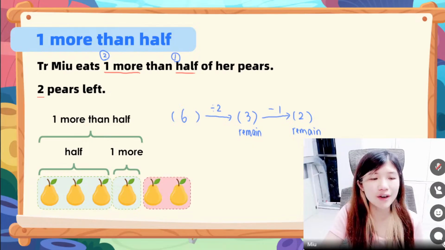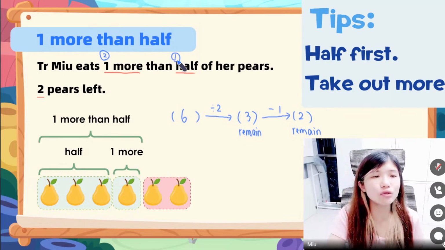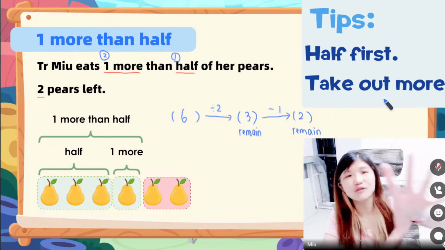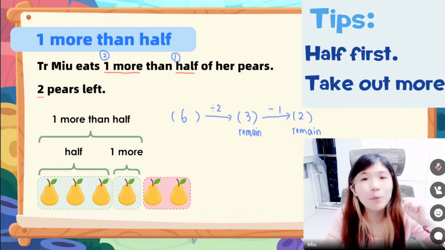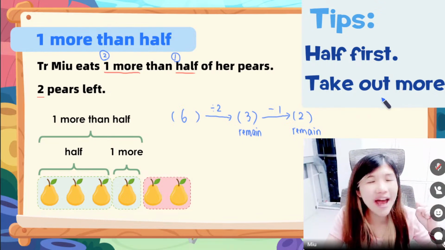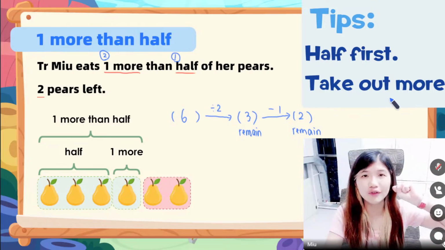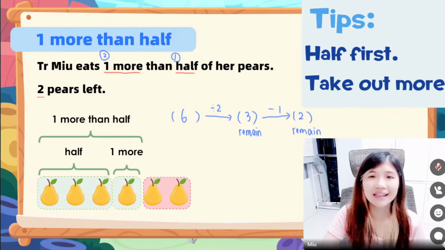Moral of the story, for one more than half, we always do the half first, which is divided by 2. Then you need to take out that one more, which I need to eat. You cannot put milk inside the fridge. So you need to take it out from the fridge and eat. That's why it's supposed to be a minus.